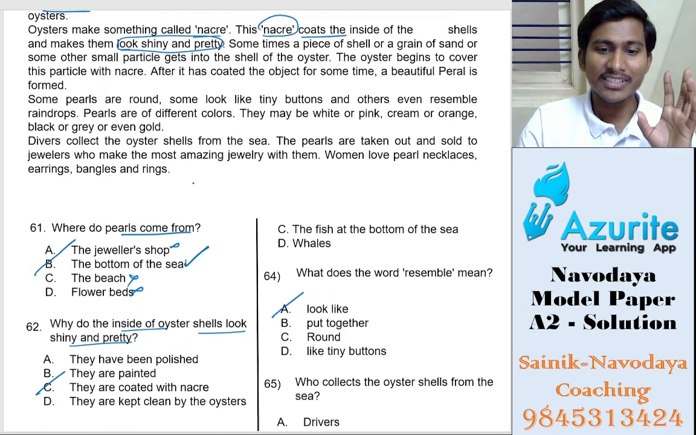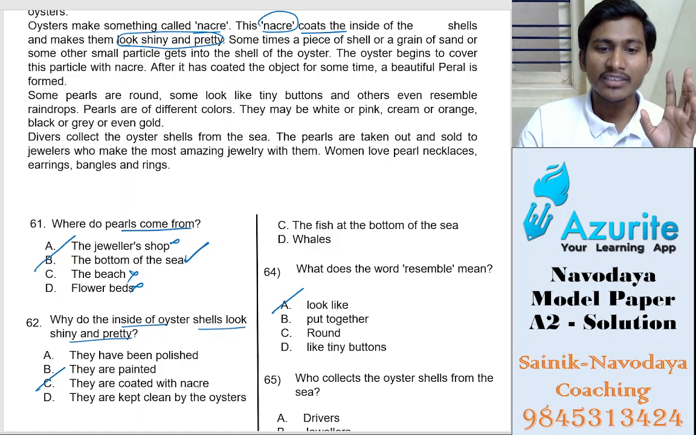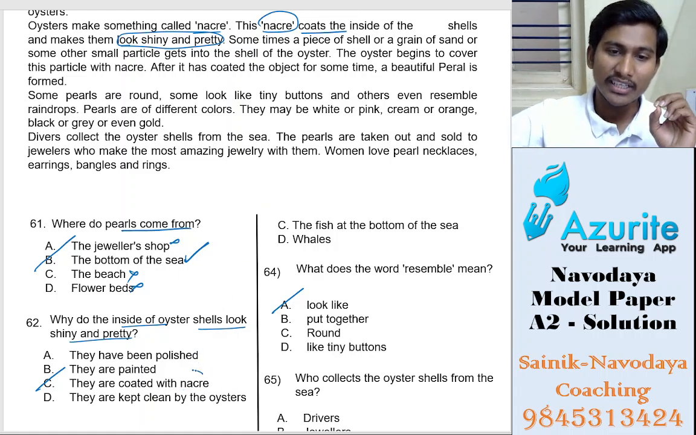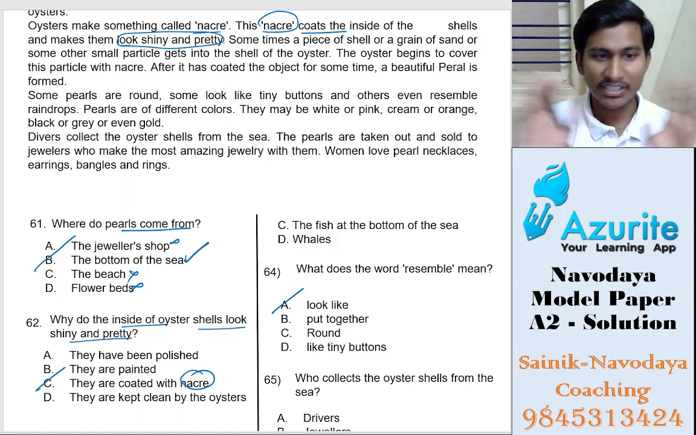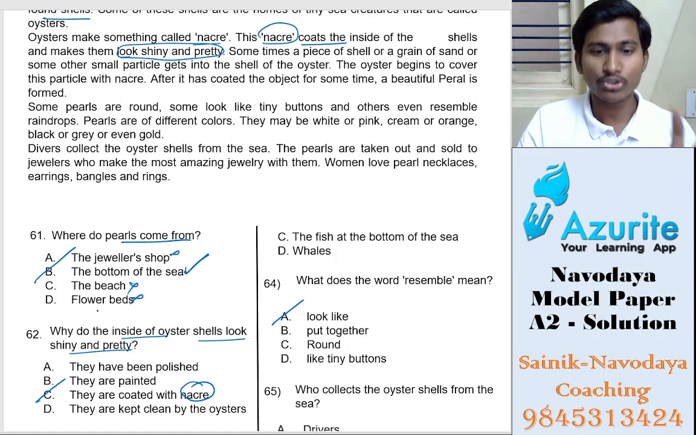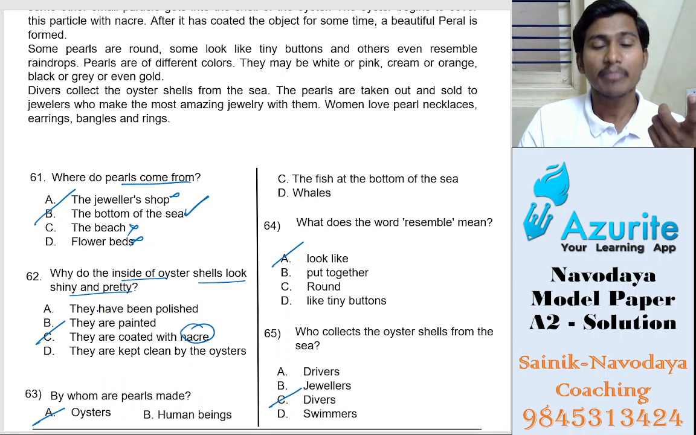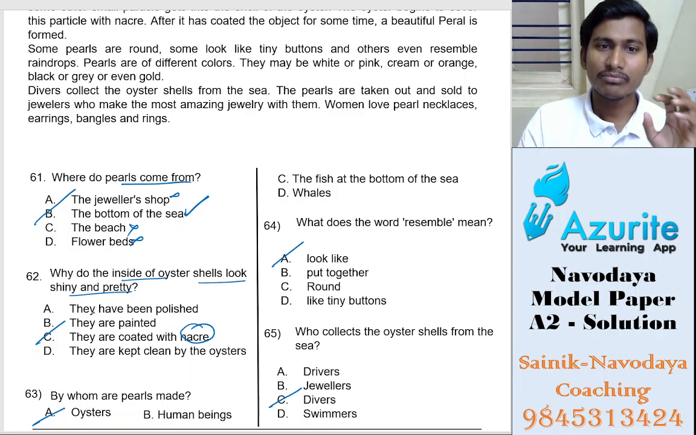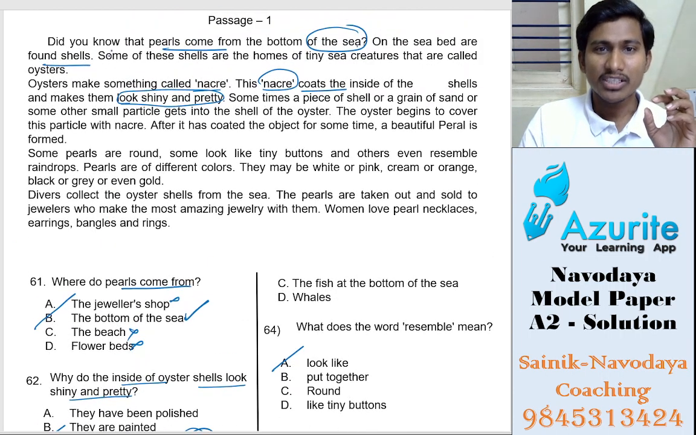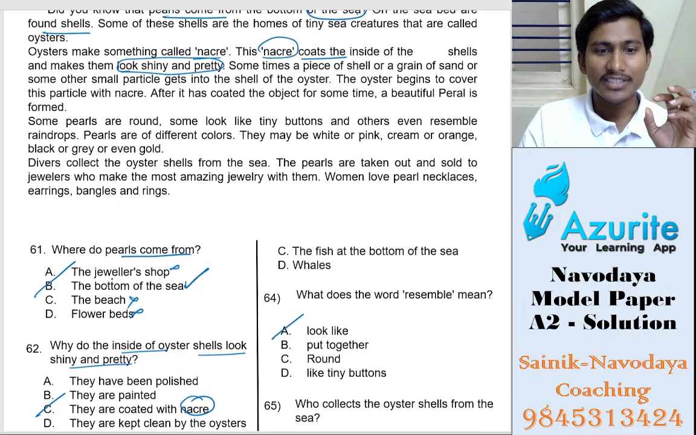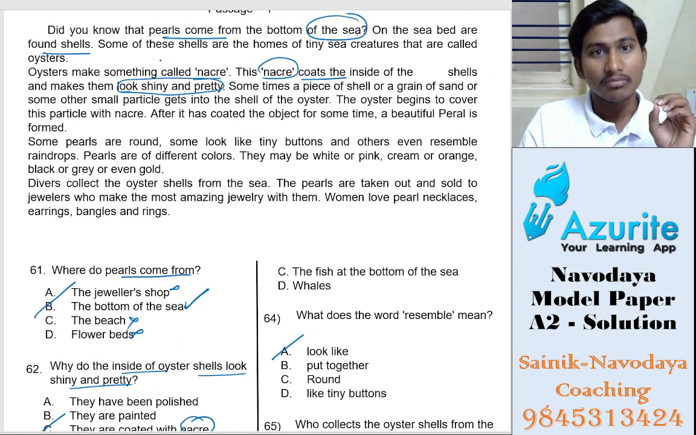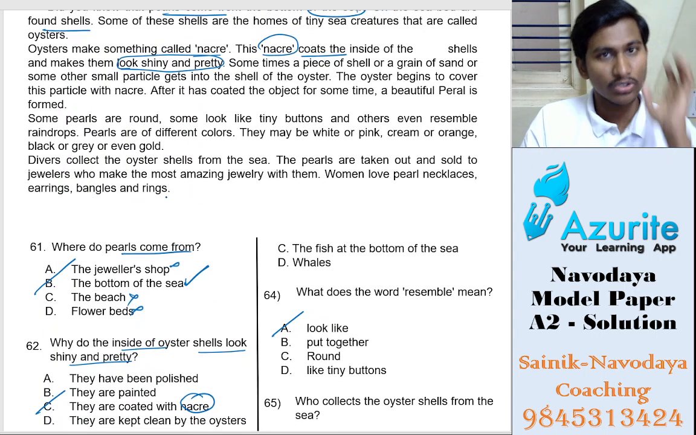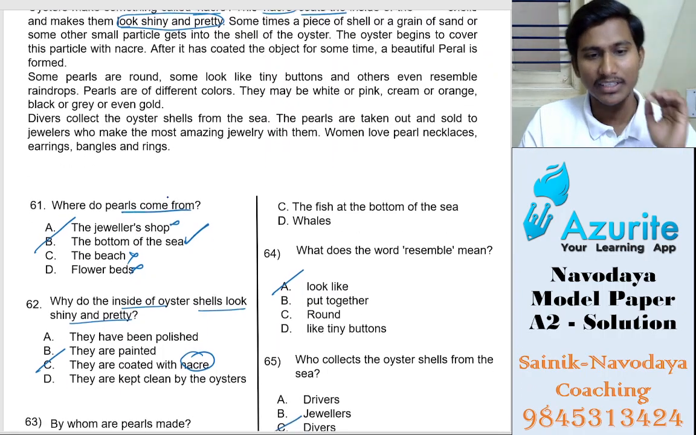So what will be the answer? They are coated with nacre. That is option C. Got the second answer? This is how you have to do it. Read the question and then go to the passage. It will be easy. For you people, most of the time the first question will be in the first 2-3 lines. The second question will be after that, in the next 2-3 lines, and then the next 4-5 lines. That is why you read the question and then find the answer.